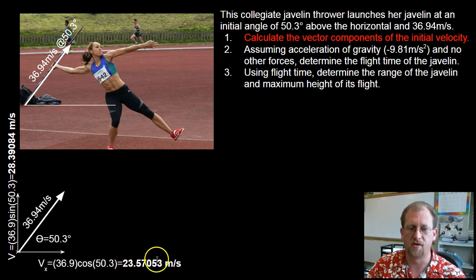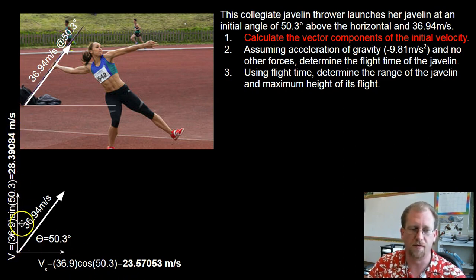And again, I'm using way too many decimal places here because I don't want to round until the end. We want to correct for sig figs at the end. You don't want to round throughout. That creates rounding errors. Now looking at the vertical component, if you were to draw the triangle over here, that's the opposite side, so I use sine. Okay, so the hypotenuse times the sine of theta gives me 28.39084 meters per second in the vertical.